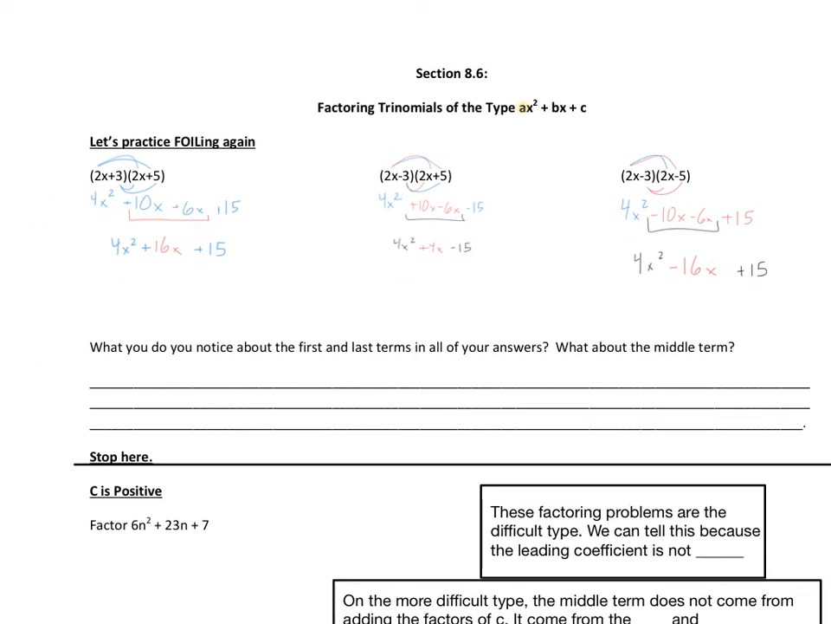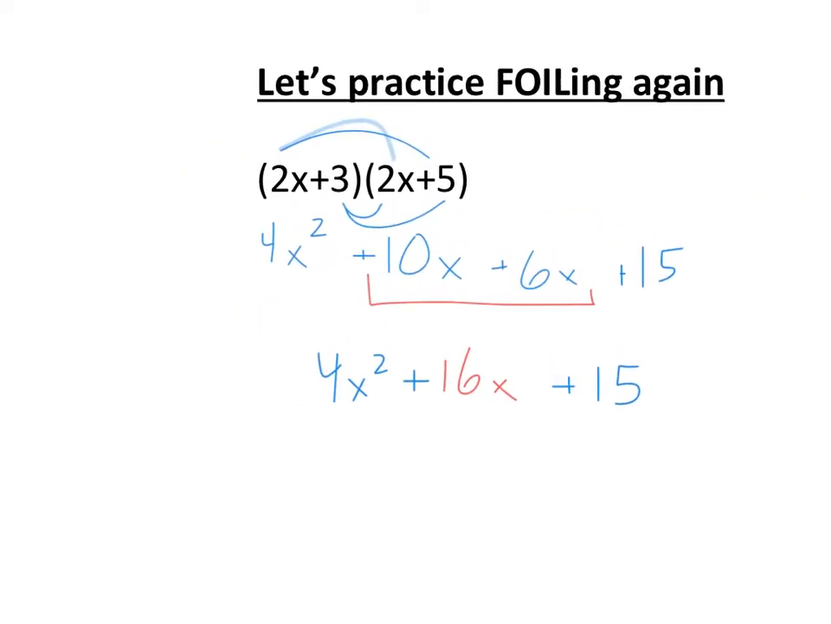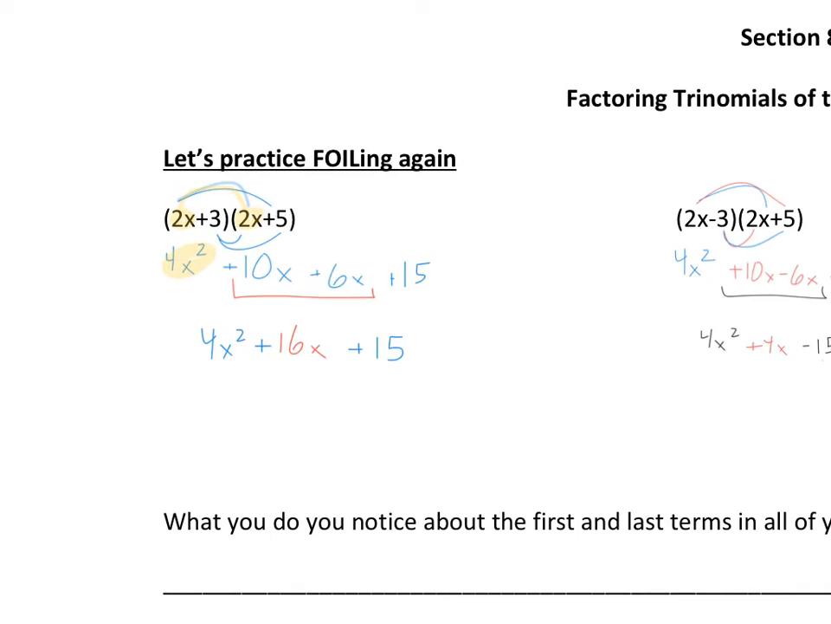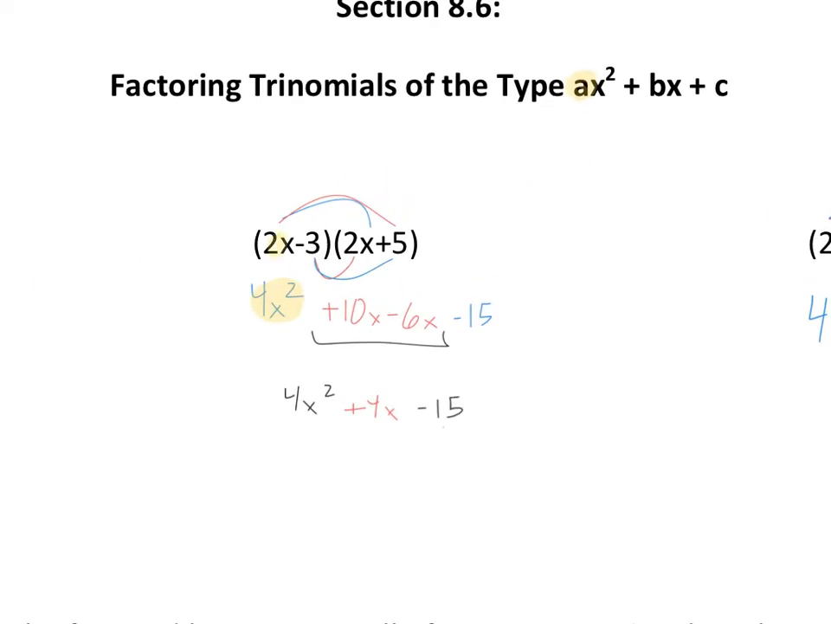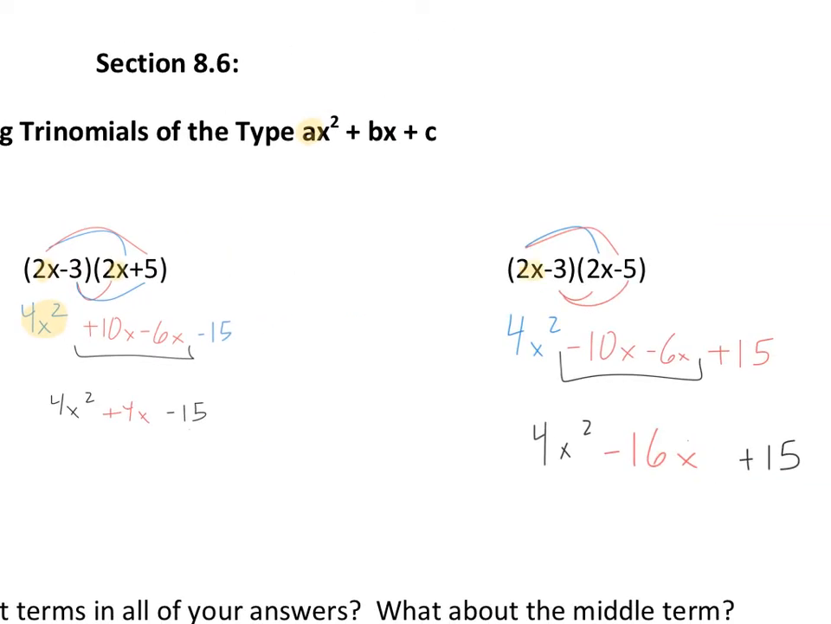All right, so the next part says, what do you notice about the first and last terms in all of your answers? And then what about the middle term? Well, let's start with the first and the last terms. Hopefully you recognized while doing those, or you can recognize now, the first term comes from the first two terms multiplying together. 2x times 2x gives me 4x squared, and that's true on all the ones, and that's why all of them landed at 4x squared out front, because all of these started off with a 2x and 2x.